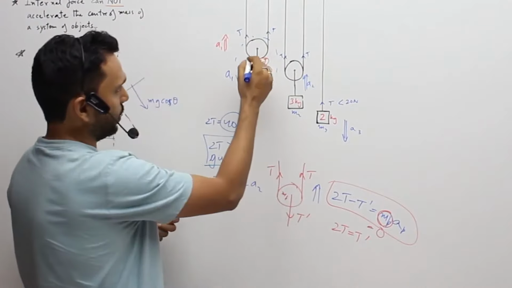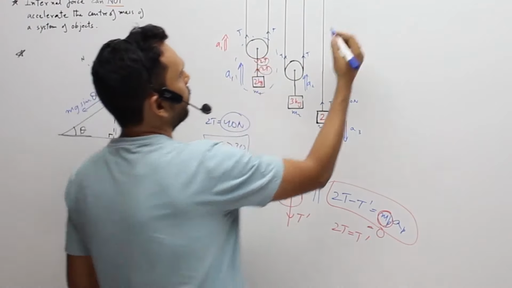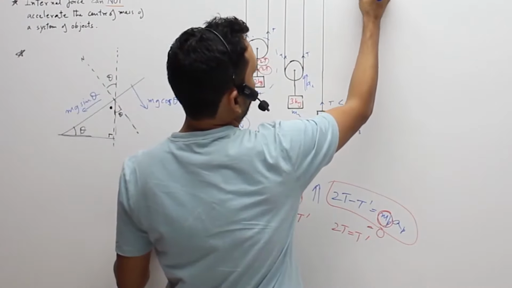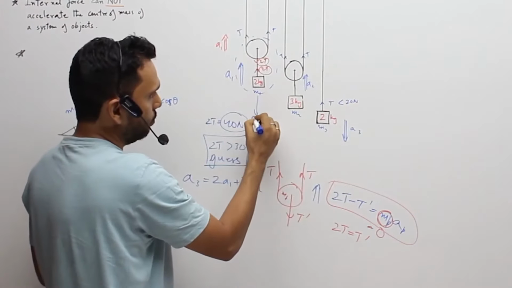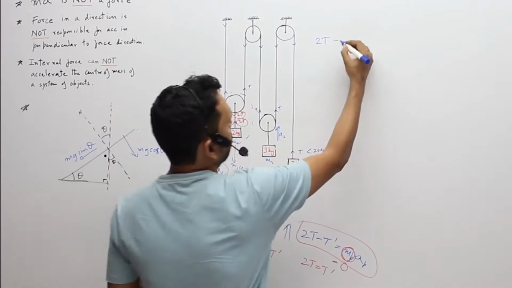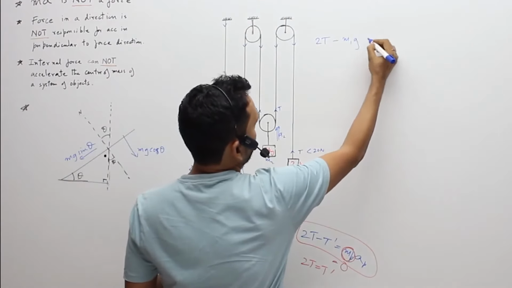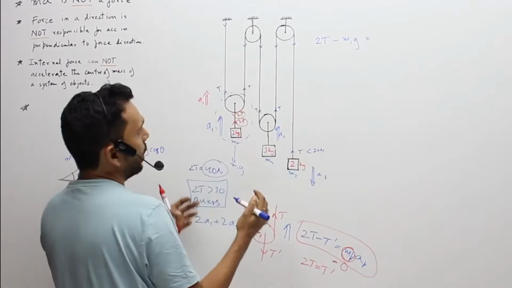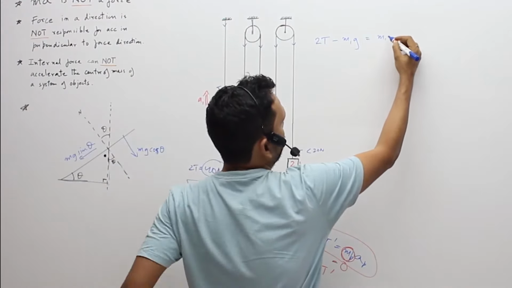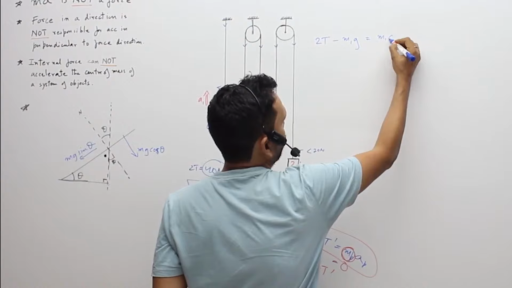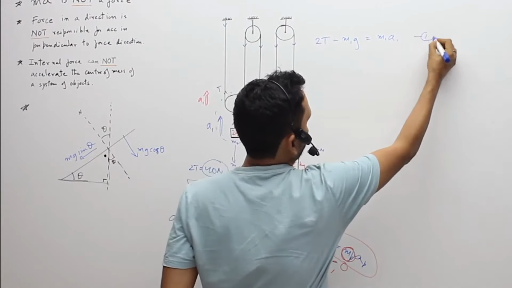So writing the equation, my first equation for body 1, it would be 2T force is upwards, the weight of the body, m1g, is downwards. So 2T minus m1g is equal to acceleration, which is upwards, and acceleration is of the mass m1, so that is m1a1. That's my first equation.